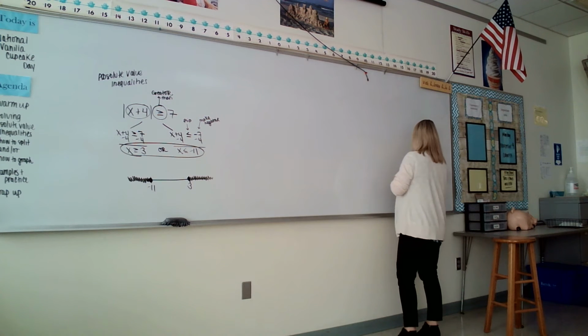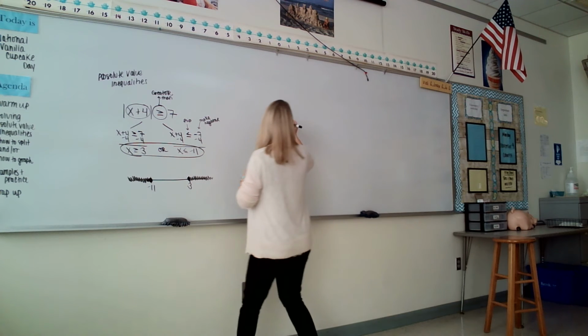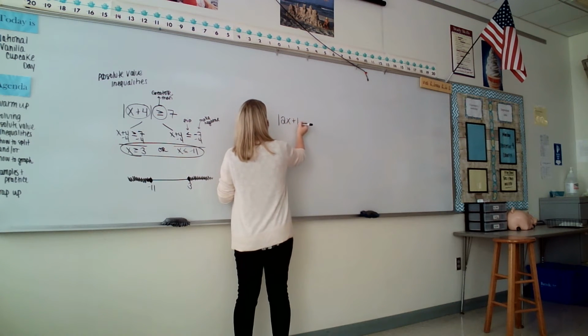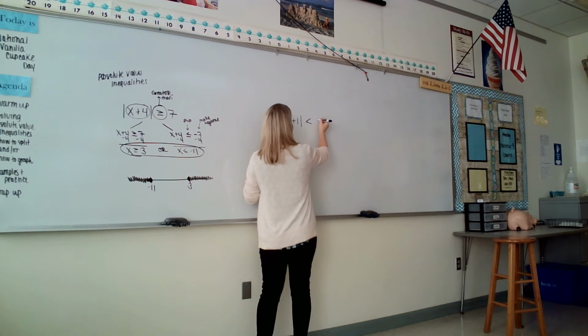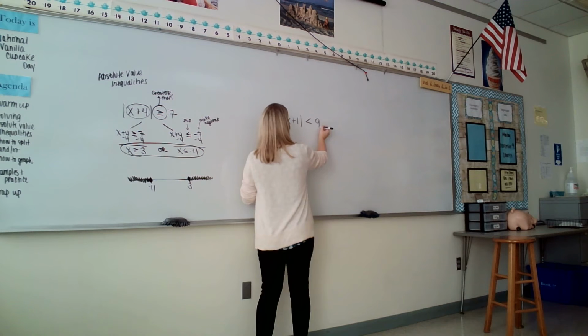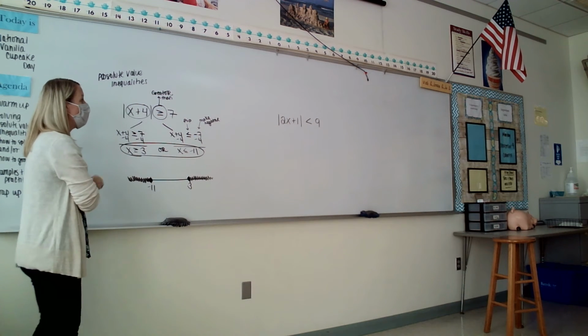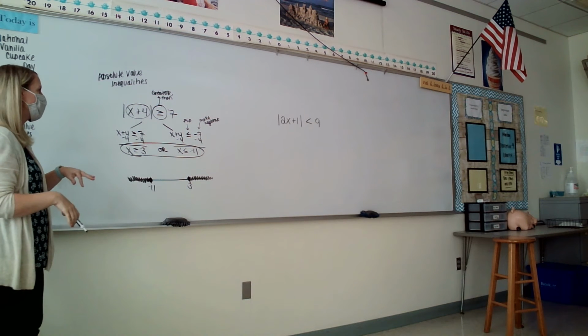But let's look at that less than first, just so you can see what the difference is. So let's say the absolute value of 2x plus 1 is less than 9. All right, so once again, nothing too crazy going on. We always want to make sure our absolute value symbols are isolated, which they are. There's nothing outside of them.